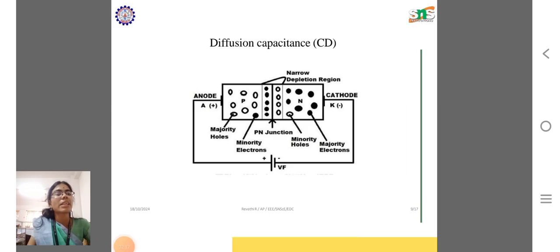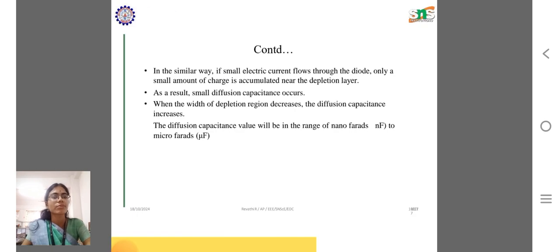In the diffusion capacitance, a narrow depletion layer is created between anode and cathode, and that layer is known as the PN junction. The majority holes and minority holes, and the majority electrons and minority electrons, attract each other to fill the void, where the combination of electrons and holes occurs. The region is created and the narrow depletion layer is also created, where the supply voltage is in forward biased condition.